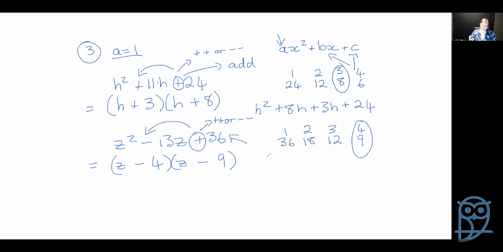And now we test it using FOIL. So first is z squared, outsides, that gives us minus 9z, insides minus 4z, and our lasts gives us a minus times a minus is a plus. 4 times 9 gives us 36. So we get back to exactly this expression that we had in the first place. Okay, so that was if this is a plus. What happens if this is a minus?